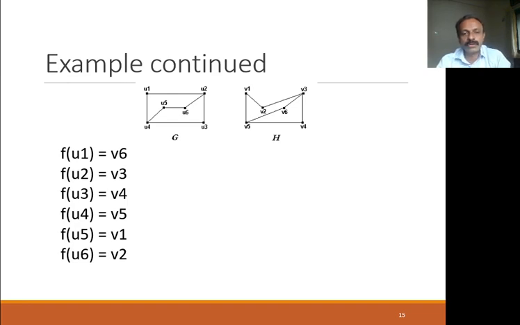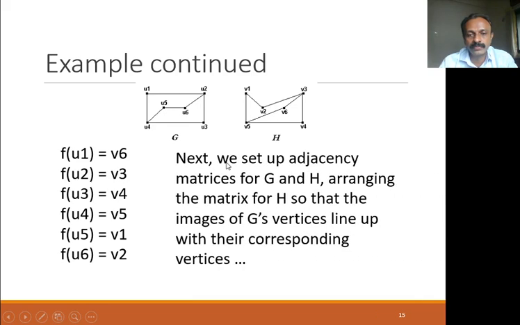Suppose we define the mapping in this way. f of U1 is equal to V6. f of U2 is equal to V3. f of U3 is equal to V4. f of U4 is equal to V5. f of U5 is equal to V1 and f of U6 is equal to V2. So we can see this mapping preserves one-to-one and onto relations.